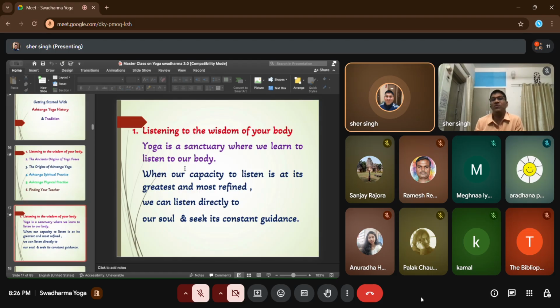So first, listening to the wisdom of your body. Basically, yoga is a sanctuary where we learn to listen to our body. When our capacity to listen is at its greatest and most refined, we can listen directly to our soul and seek its guidance. So we always say in Ashtanga Yoga that the source is always within us. We have to discover, identify, and get connected with the source. In this Ashtanga Yoga practice, we inculcate the habit of listening to the wisdom of our body.